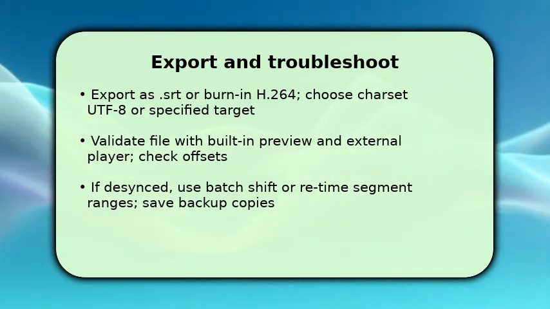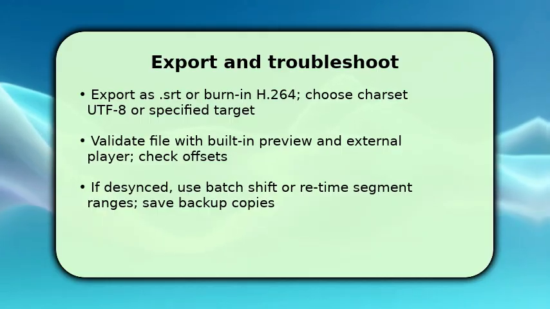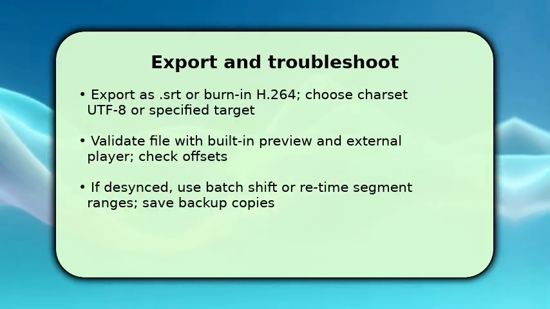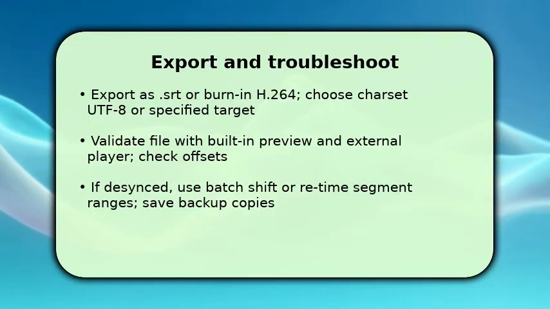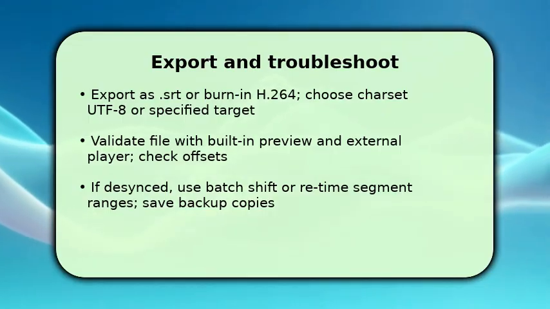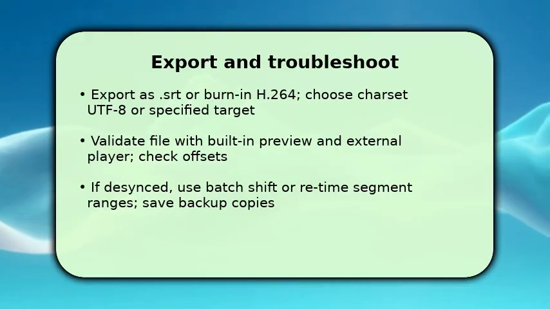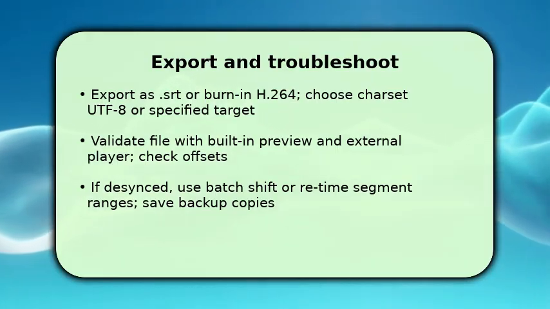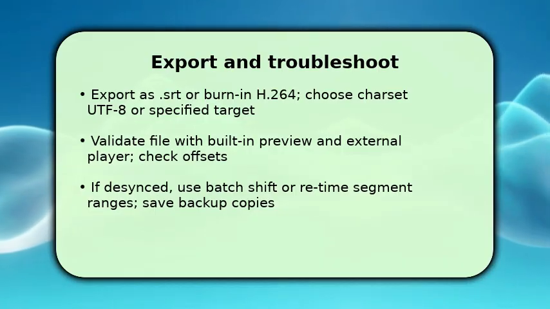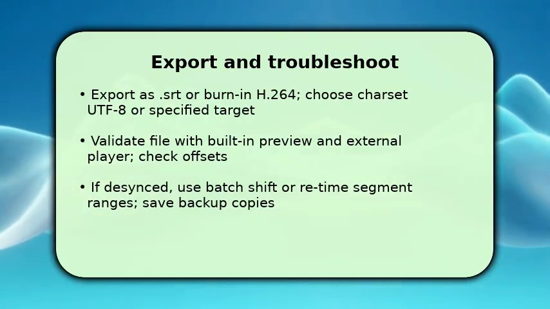Finish by exporting your subtitle file in the required format, standard SRT for separate tracks or a burned-in video for delivery. Make sure to select the correct character set, typically UTF-8, and run the built-in preview, then verify in an external player to confirm sync across devices. If you find desync, apply a batch shift or retime the affected ranges and re-export. Keep a backup copy of the original SRT before major changes so you can revert if something goes wrong.